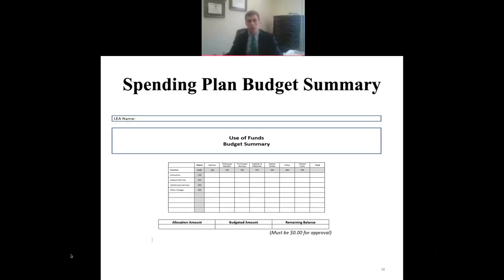You will have a spending plan budget summary, which in your columns will be your functions, and the other half will be your objects, which you will actually enter based on the high level function and object groups on your spending plan.